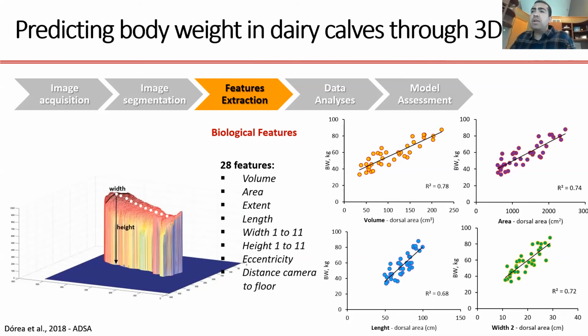And more important than using those features to predict body weight is the use of those features to understand how growth is happening. In an animal that is growing more in skeletal development compared to body fat, we can clearly see that in the differences in volume, in area, or in the height of a specific point along the body. So those biometric measurements are very important to monitor how they're growing.